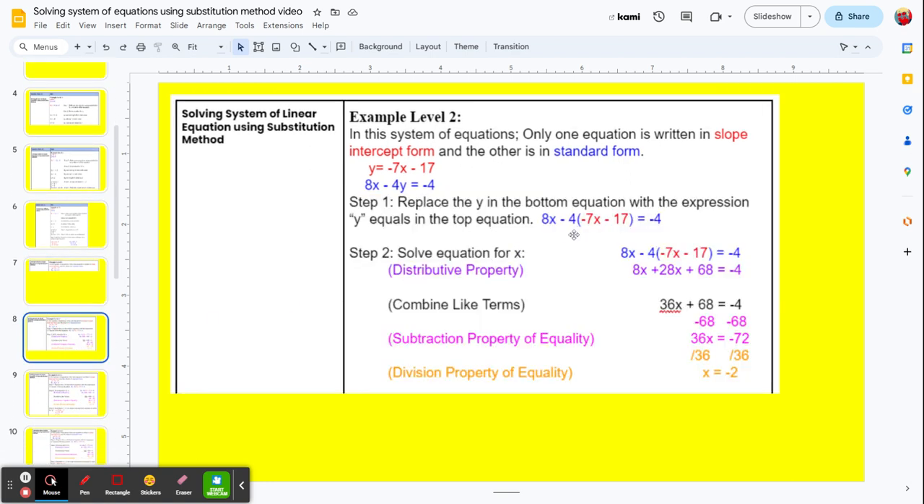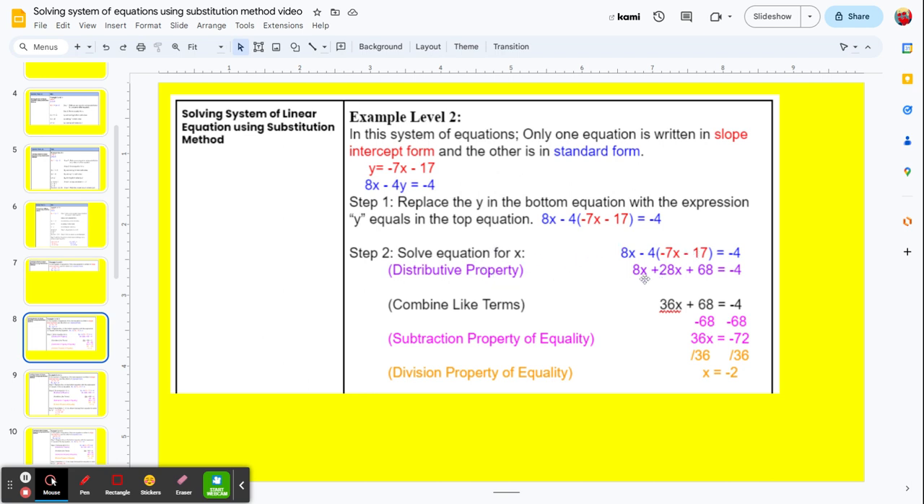Okay, so here's the work. 8x minus 4 times the quantity negative 7x minus 17 equals negative 4. We replace that y with that expression. Okay, now we're going to solve that equation. So we go to solve it.